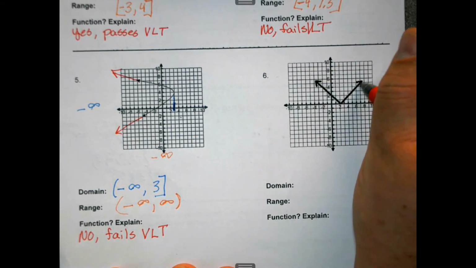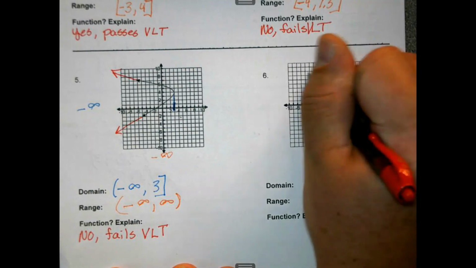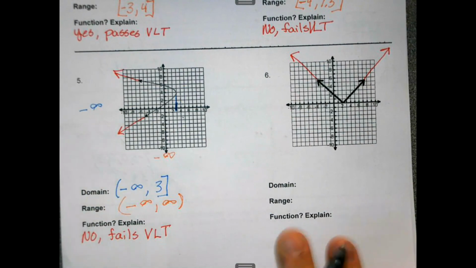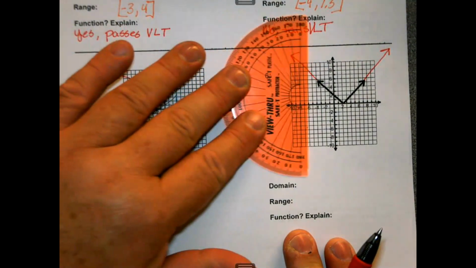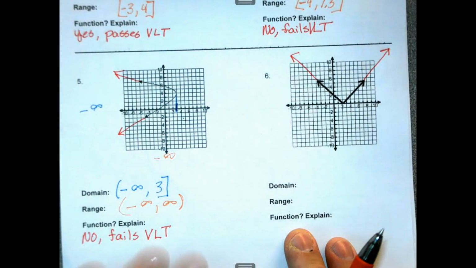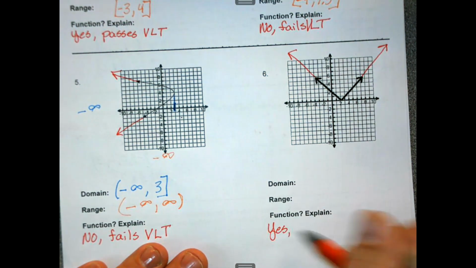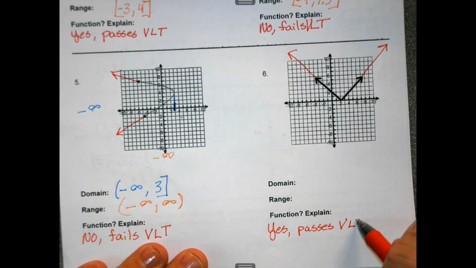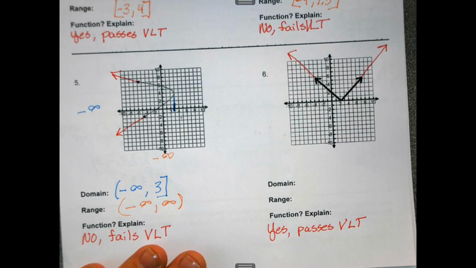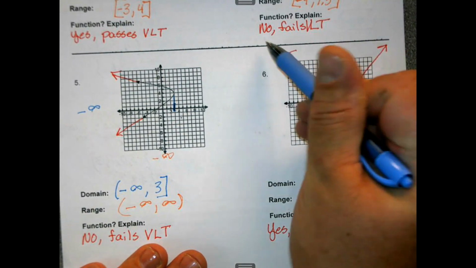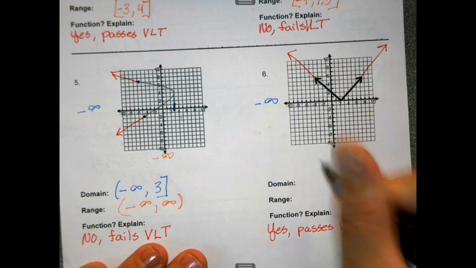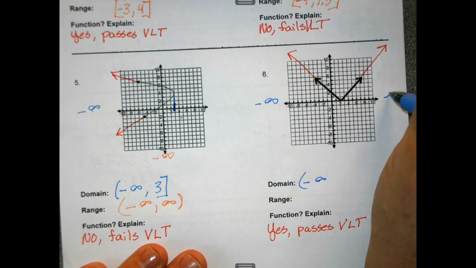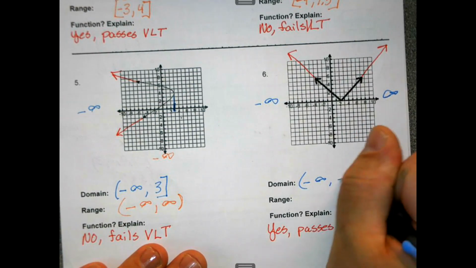And number 6, again, these are going up forever and ever because of the arrowheads. Is it a function? Yes. Only intersects at one point. So it is a function. Passes vertical line test. Domain. Again, this is going to the left forever and ever. So it's going out, it starts at negative infinity. It's going to go out to positive infinity.